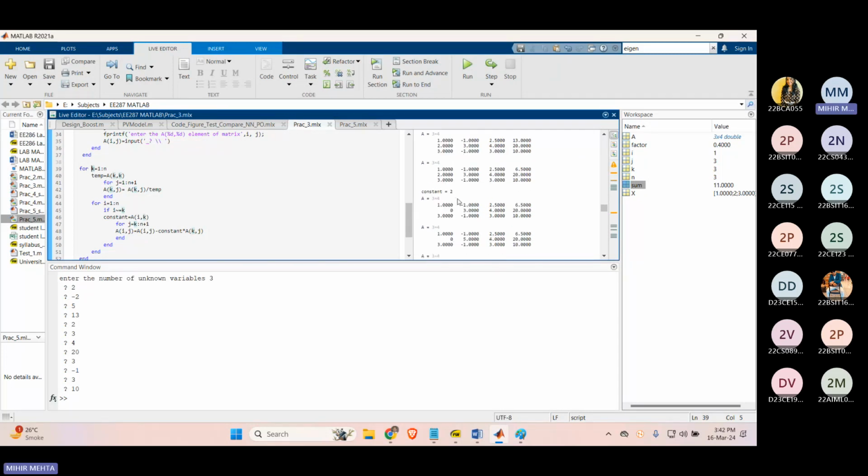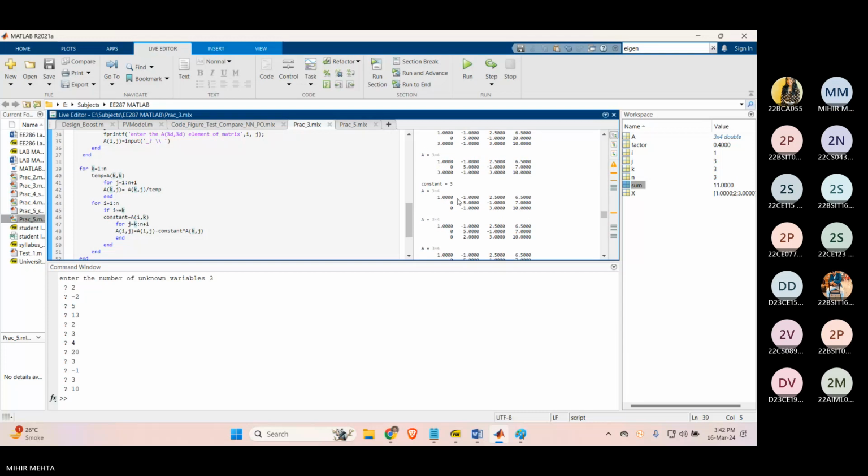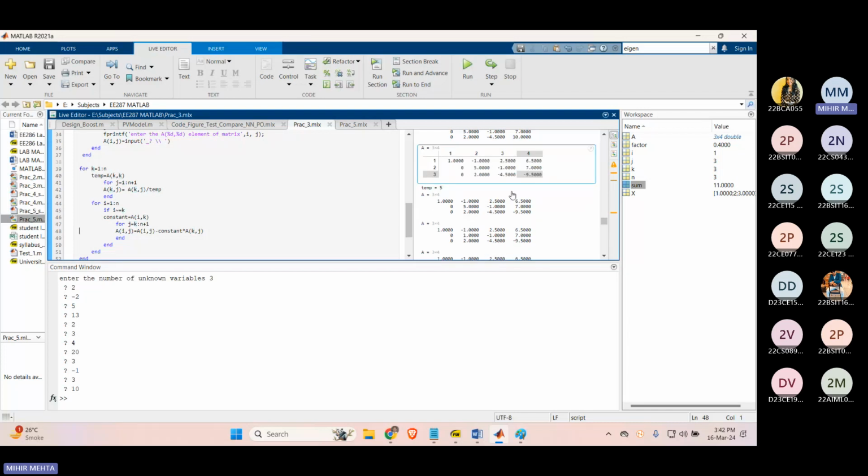This was the first case, we calculated this. Now here, a22, that is this particular value 5, becomes my new temp. So my temp is equal to 5.